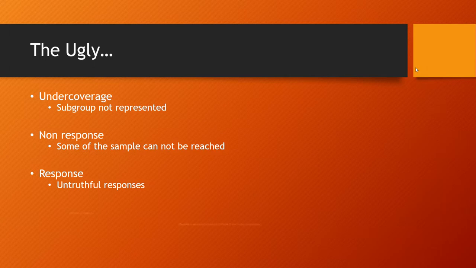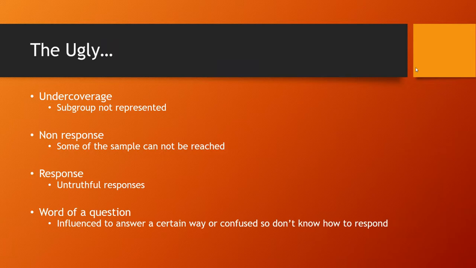All right. The last type of bias that can be introduced is wording of a question, how the question is worded. Sometimes questions are worded to influence you to answer a certain way, or they're worded so confusingly that you don't know how to respond. Sometimes they're worded with choices, A, B, C, D, E, F, G, H, and if there are too many choices, you get lost in the choices, and people tend to pick the first or the last choice. So sometimes the way the question is asked can lead to bias.